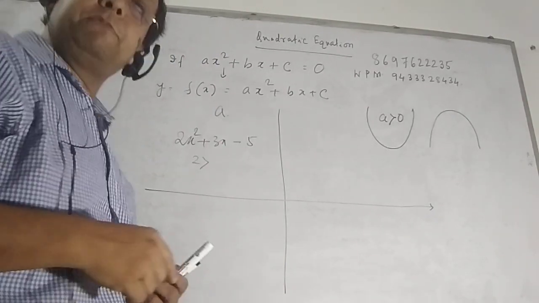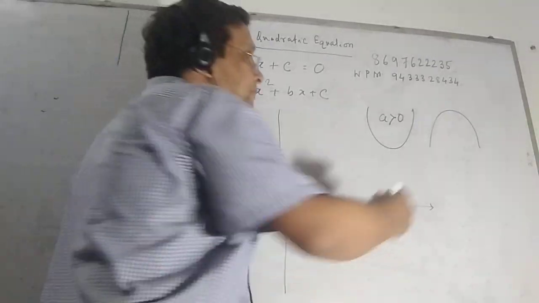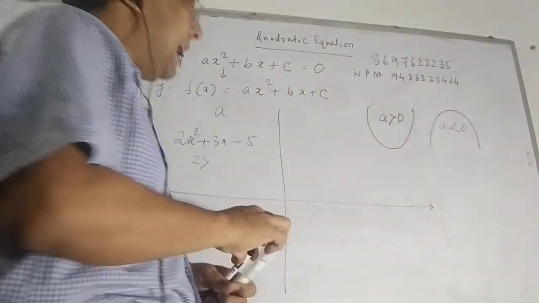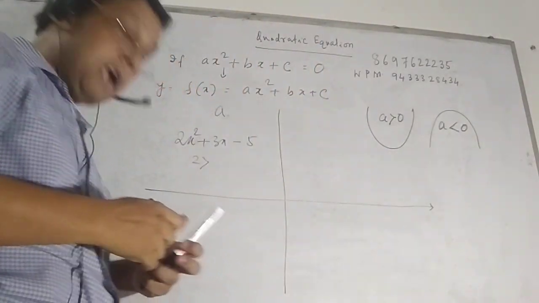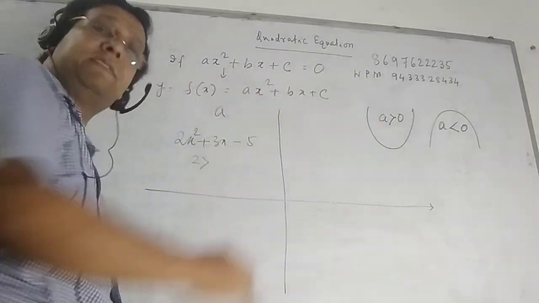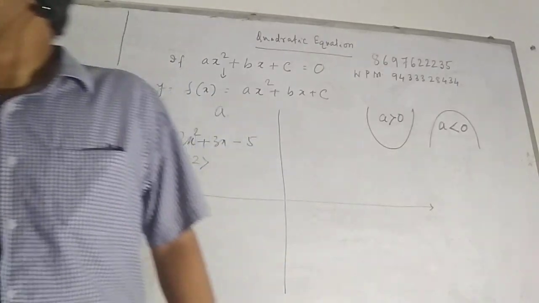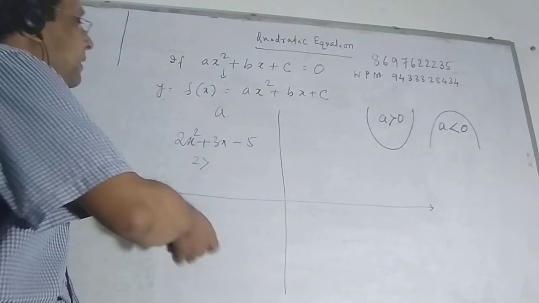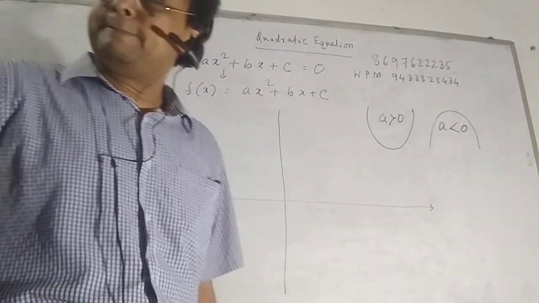And for inverted U-shaped, the opposite thing will happen. That is, this a must be negative. So if a is negative, we can say the parabola is inverted U-shaped. So this is the first thing. These a, b and c are very important constants in class 11, and many questions are also asked in joint entrance. Now, once you understand, next is the concept of discriminant.